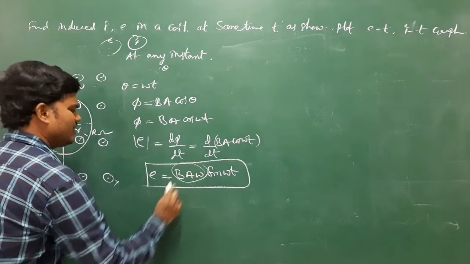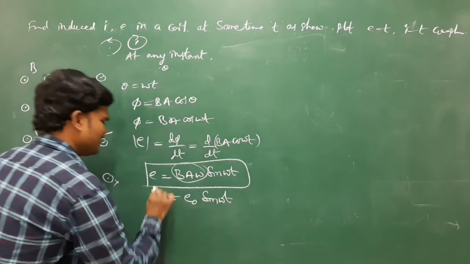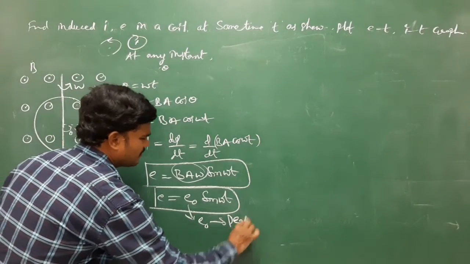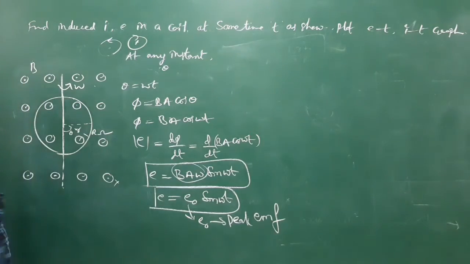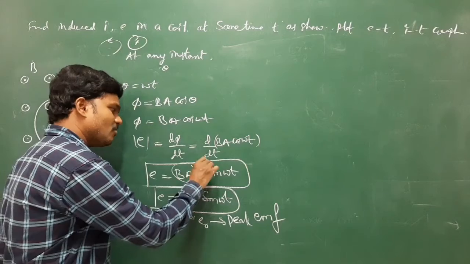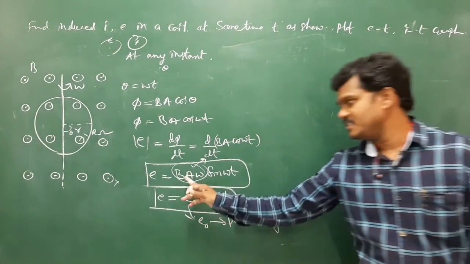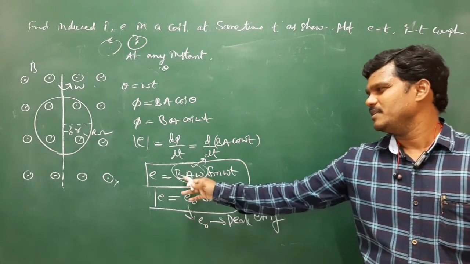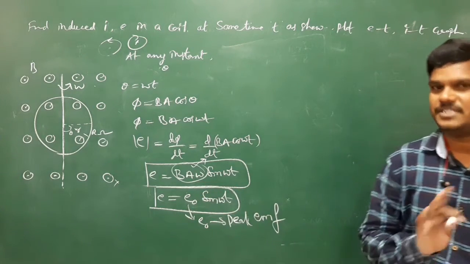And this BA omega we can replace with one more name, E naught sin omega t, where this E naught is called the peak EMF, peak voltage, and this will come in the next continuation. Actually, this is called the principle of AC generator. Okay, principle of AC generator, BA omega. If n turns are given, BAN omega is the principle of AC generator.